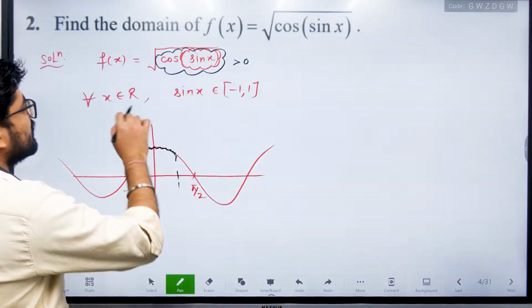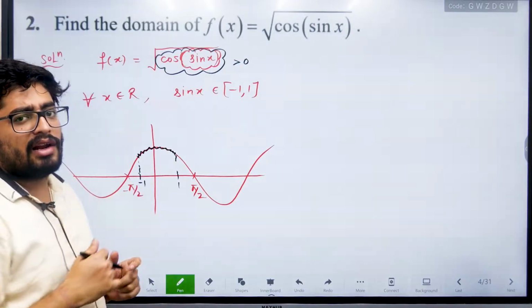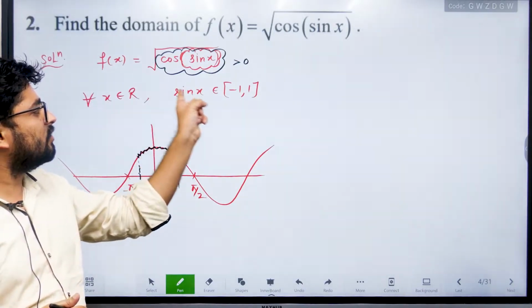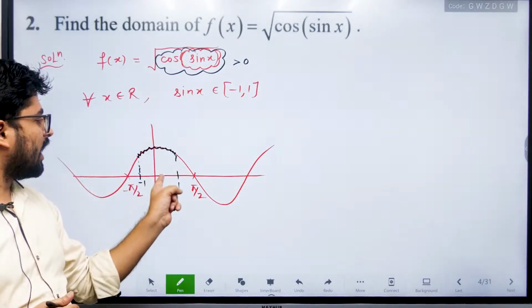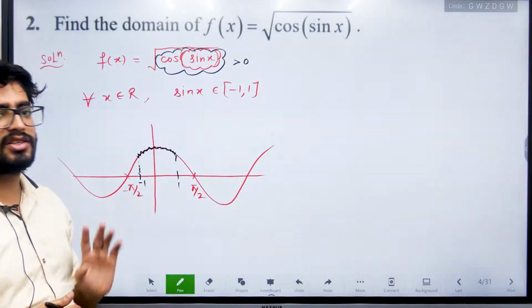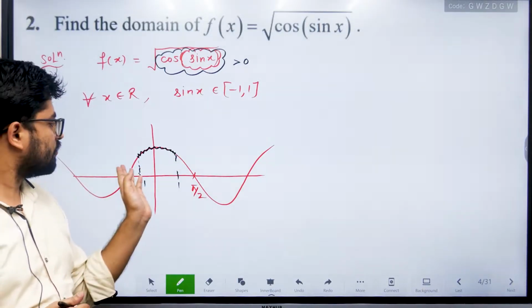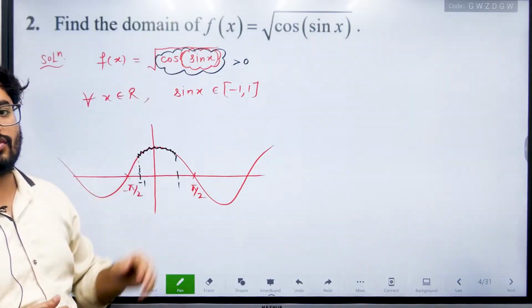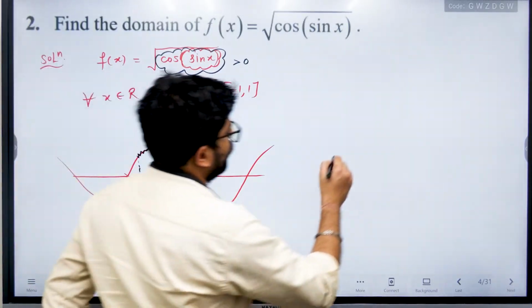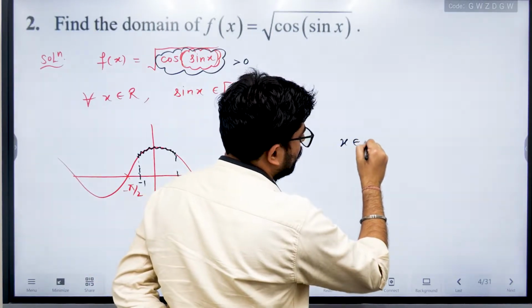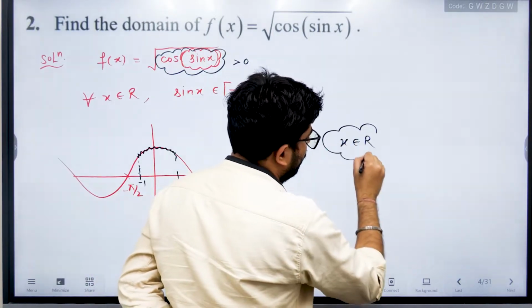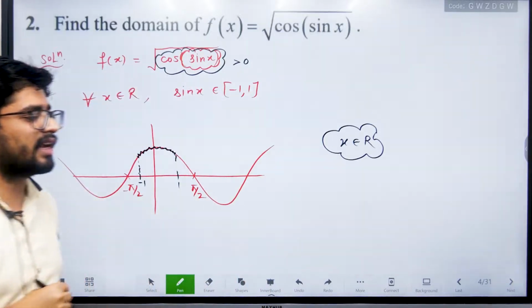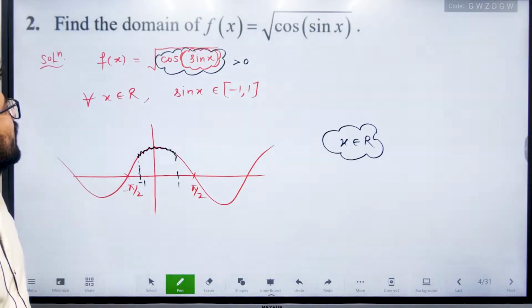Yes, so we can say x can take any real value. Why? If x can take any real value, then sin x is from -1 to 1, and from -1 to 1 my cos of sin x is always positive. Cos is always positive there, so under root of that quantity is always defined. So you can say the domain is the collection of all real numbers. Okay, x can take any real value. So this is your final answer.